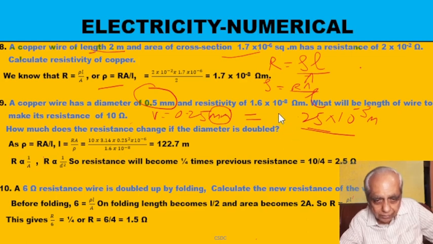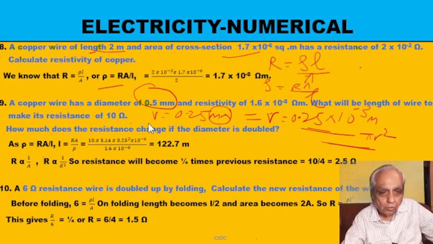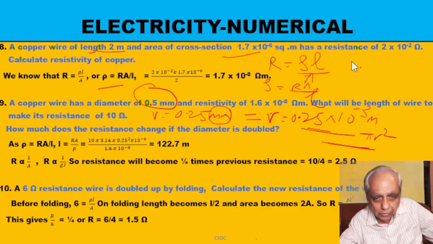So my R is equal to 0.25 into 10 raised to minus 3 meter. So my area would be pi R square. So this is my area. Now resistivity is given, resistance is given. Those things are in SI system. So now I want to find length. So length from this formula you will get L is equal to RA upon rho.